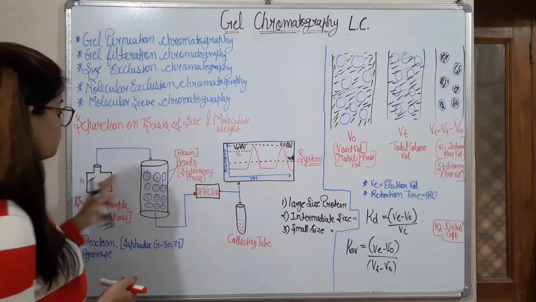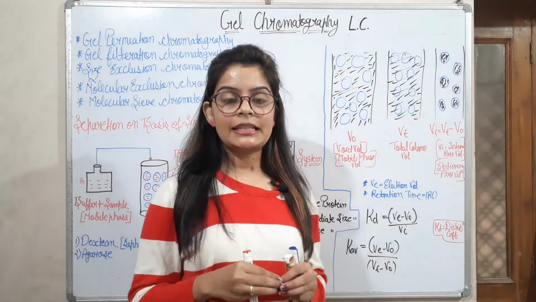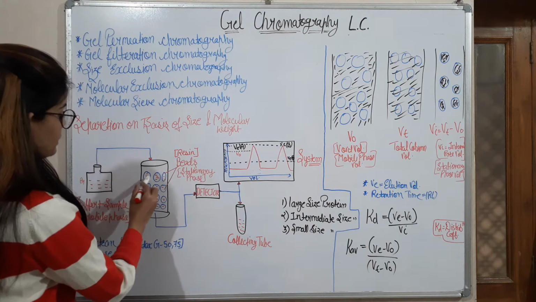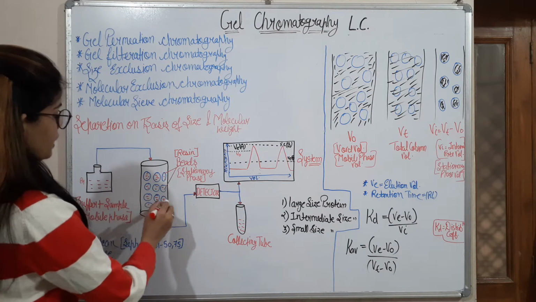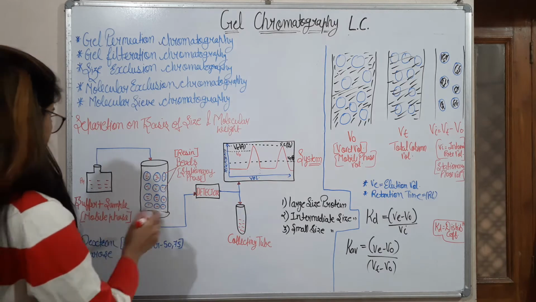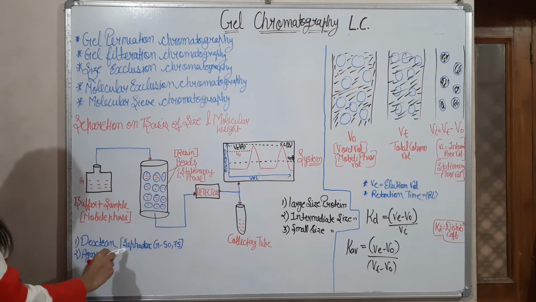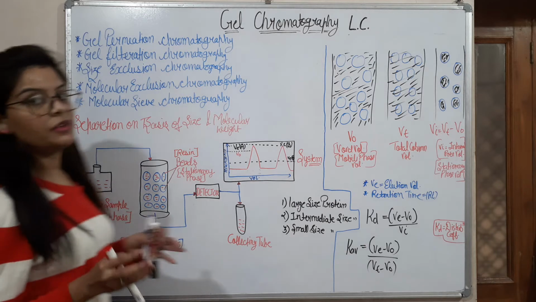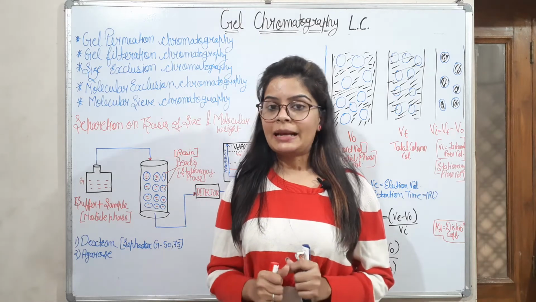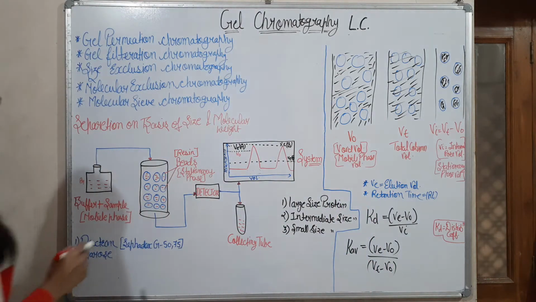So what is the function of buffer here? Buffer solution maintains the pH in which the resin is present. What is resin? This is the resin, where beads are present. This is also known as the stationary phase. These beads are the stationary phase. It is formed of dextran or agarose, or dextran it may be Sephadex G50 or 75. It depends on the size of the sample, the size of the protein or whatever your sample is.